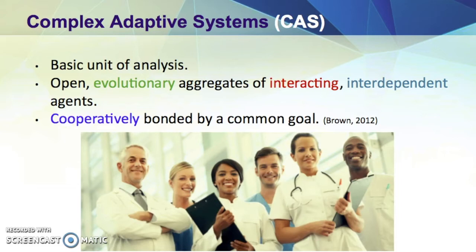Complexity theorists essentially frame organizations as complex adaptive systems that are composed of heterogeneous agents that interact and affect each other, and in the process generate novel behavior for the whole system. The image is showing an example of a complex adaptive system, which is a healthcare organization.